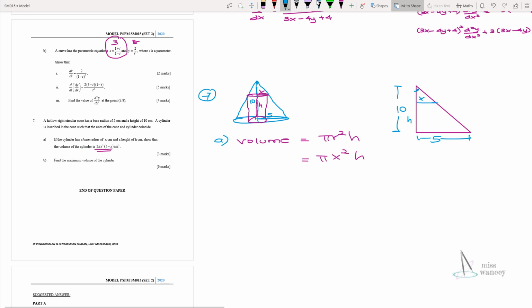So if this is the angle, so by trigonometric ratio, the opposite is 5, the adjacent is 10, equal to, the small triangle, the opposite is X, the adjacent, yang bawah ni kita panggil sebagai H, so that means this one is definitely 10 minus H. Okay, so I need to make sure I have h as the subject. So this is 1 over 2 equal to x over 10 minus h.